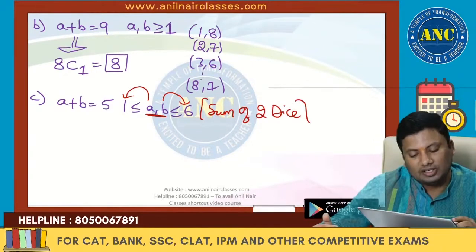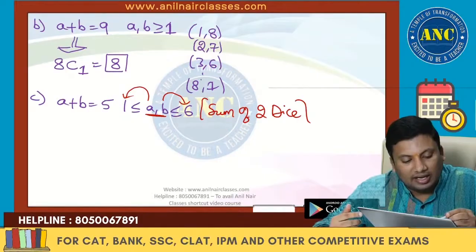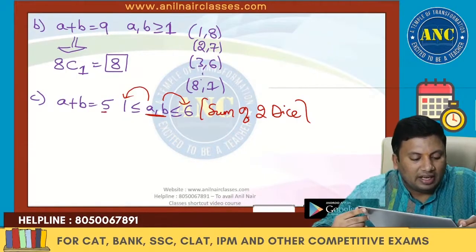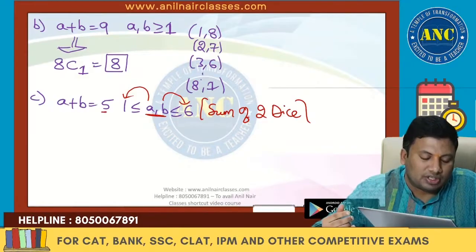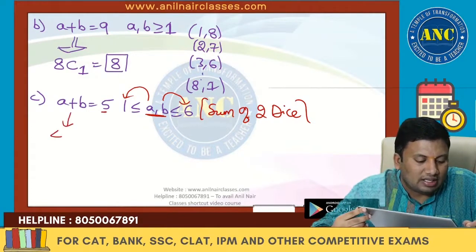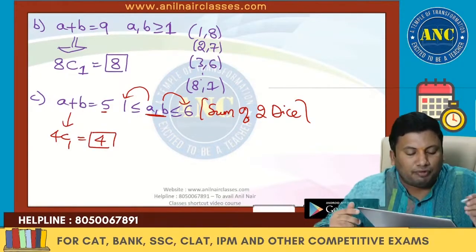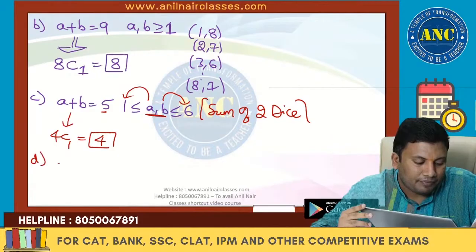Sum of 2 dice. So in how many ways can the sum of 2 dice be 5? Because it is 5, it cannot be 6. 6 plus a positive number is nothing but greater than 6. So 5 balls are there. It is nothing but 4C1. 4C1 is nothing but 4. I hope it is clear.